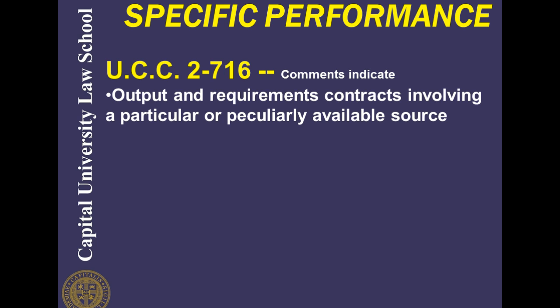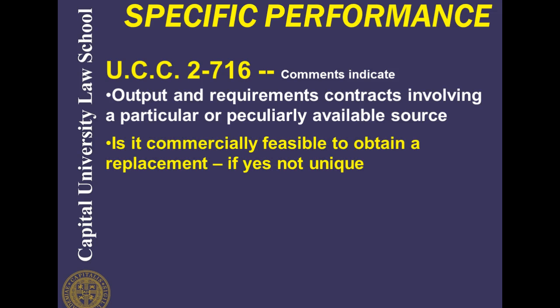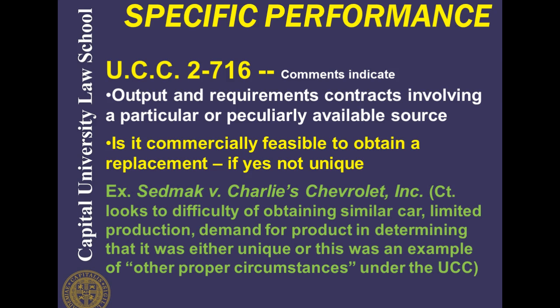And the comments go on to indicate that output and requirement contracts involving a particular or peculiarly available source will fall within this concept of uniqueness. So is it commercially feasible to obtain a replacement? If the answer to that is yes, then it's not unique. So if one can't go into the market and find a replacement without great difficulty, then it will be unique.